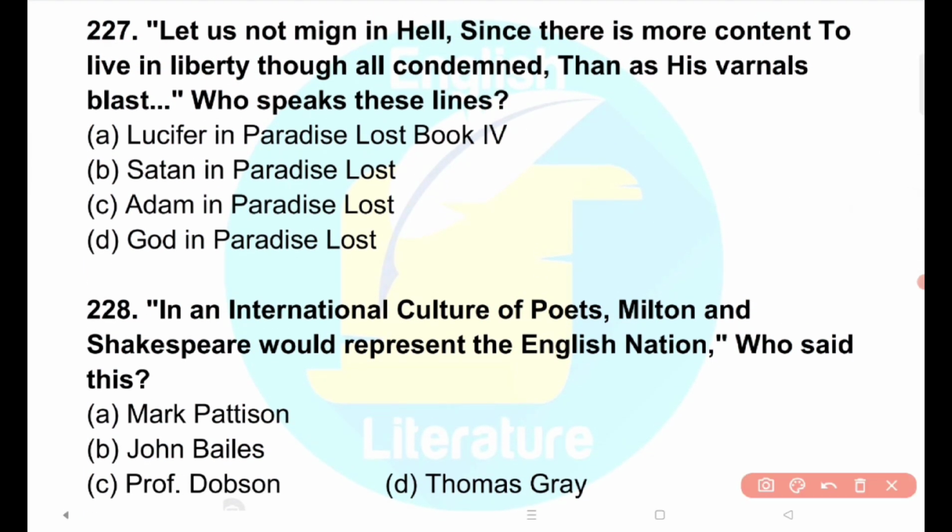"Let us not mourn in hell, since there is more content to life in liberty." Who speaks these lines? Option B, Satan in Paradise Lost. These lines are spoken by Satan in Paradise Lost. He refuses to submit to God and embraces liberty in hell over servitude in heaven. This reflects Milton's theme of free will and rebellion.